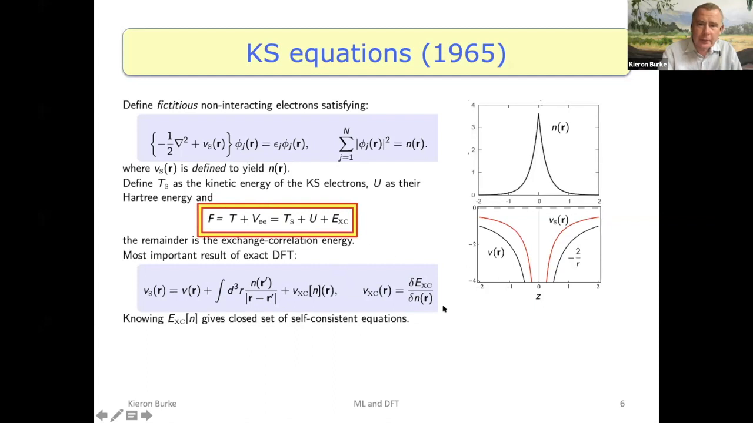And the important thing they did was they showed, and this was all in a footnote, that the exchange correlation potential that you need to construct this potential is just the functional derivative of the exchange correlation energy. And this is an exact scheme. And on the right here, I have a picture of the exact ground state density of helium from my friend Cyrus Umrigar, calculated with a very careful quantum Monte Carlo calculation. So doing the wave function calculation exactly.